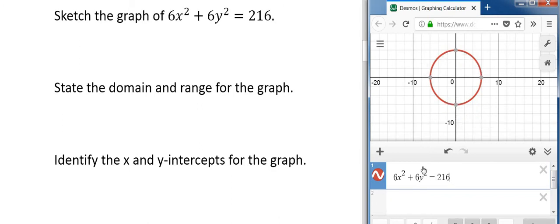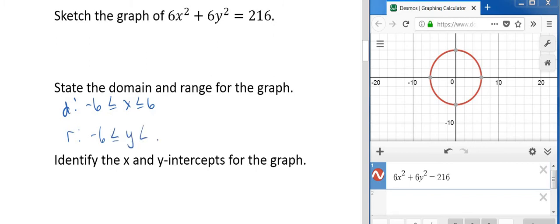What's the domain and range? Well, domain, -6 to 6. Let me just write that quick for you, to model how we would see that. So the domain is -6 to 6. X is everything from -6 to 6. The range, same thing, except now I'm going to use a y value.